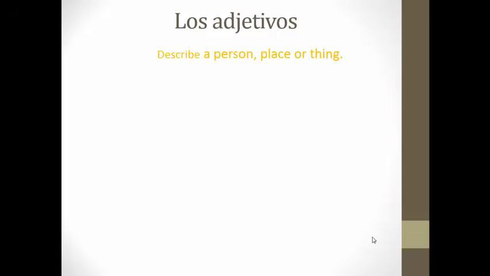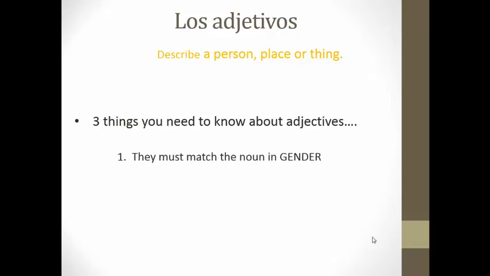Okay, please go to the back side of your note guide. We remember that in English and in Spanish, adjectives are used to describe a person, place, or thing. Okay, so they're used to describe nouns. And in Spanish, there are 3 things you always must remember. These 3 things are not true in English, so it's a little bit challenging for us. Please write these down. The first thing, adjectives must always match the noun in gender.